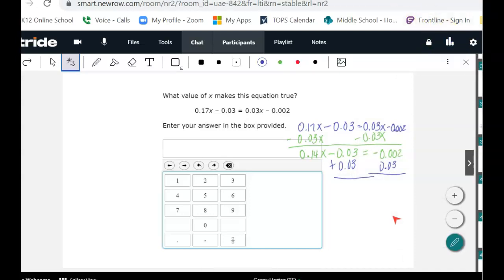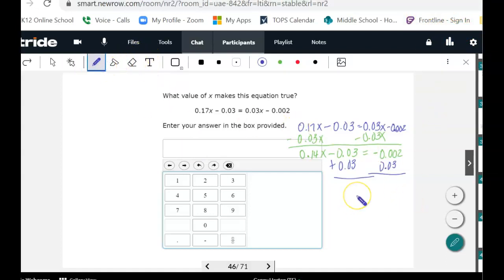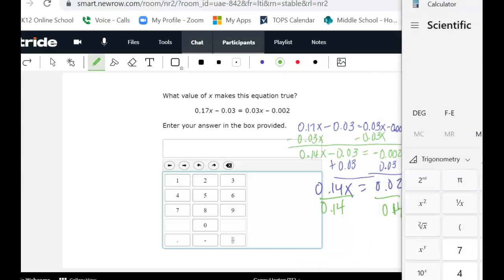My screen went haywire. Hold on. Let's see if I can do it without resizing it. 0.028. We still have the 0.14x, so the last step here would be to divide by the 0.14. Make sure you do want to use your calculator here. Just take the 0.028 and divide that by 0.14, and it comes out to 0.2.